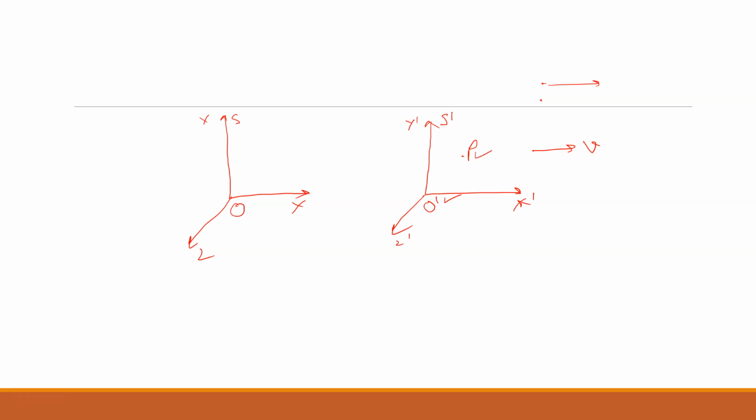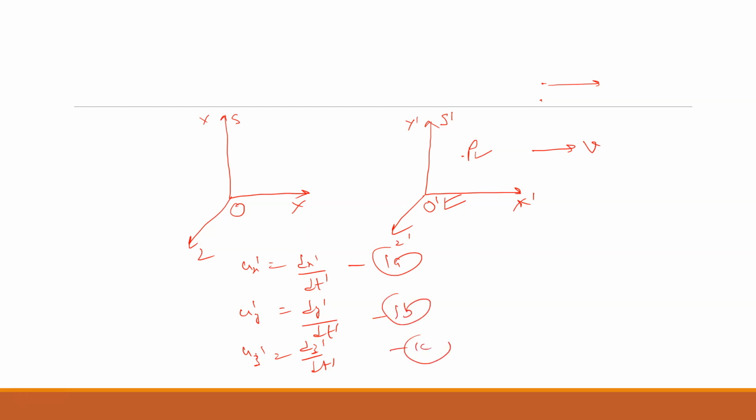The velocity components of particle P or event P from observer O dash in frame S dash will be ux dash equals dx dash by dt dash, uy dash equals dy dash by dt dash, uz dash equals dz dash by dt dash. Now these are the components of velocity according to the observer O dash. Suppose these are our equations 1a, 1b and 1c.